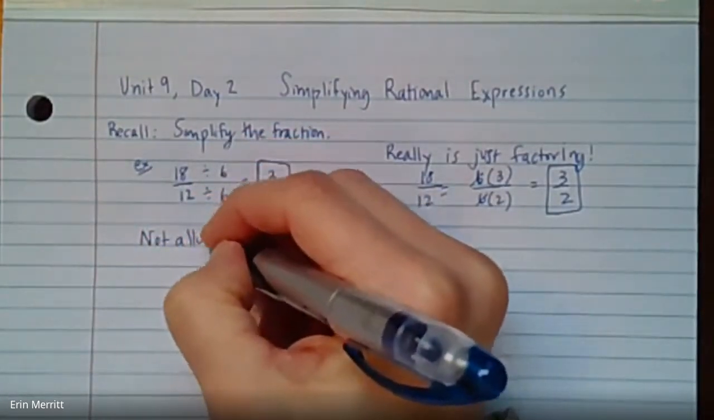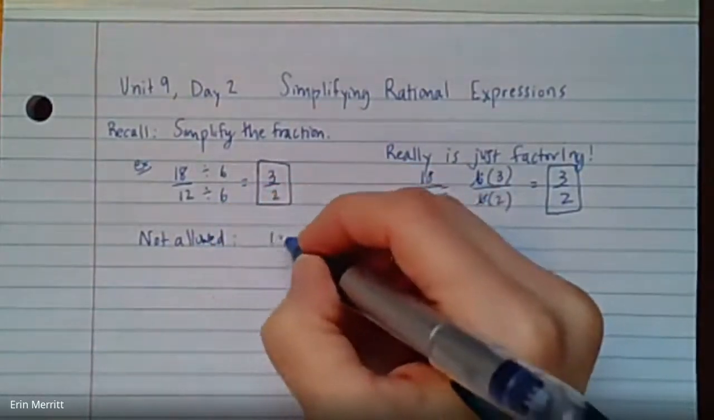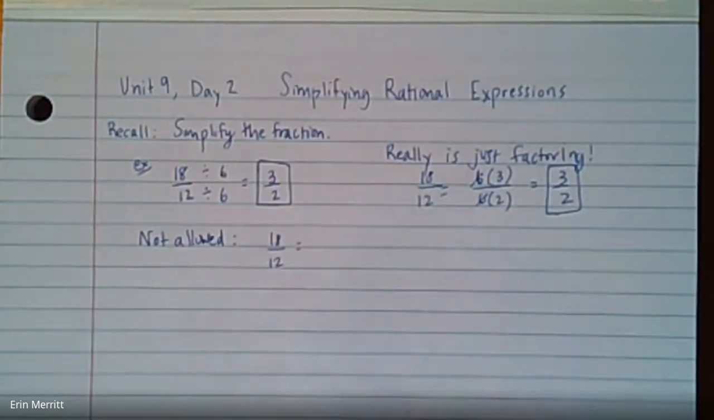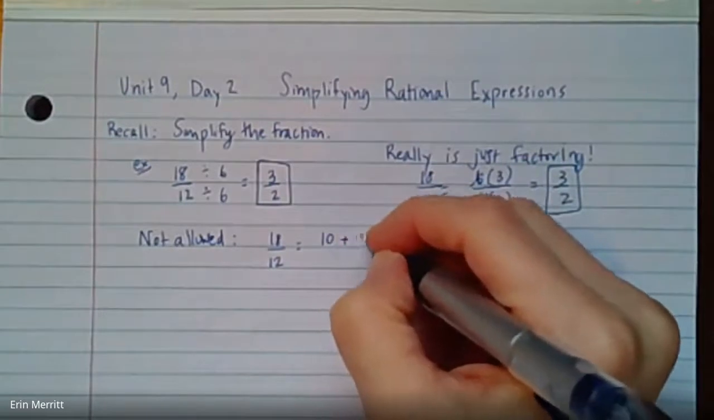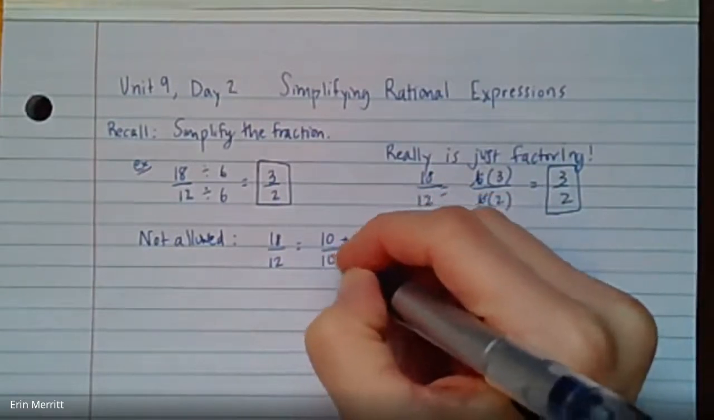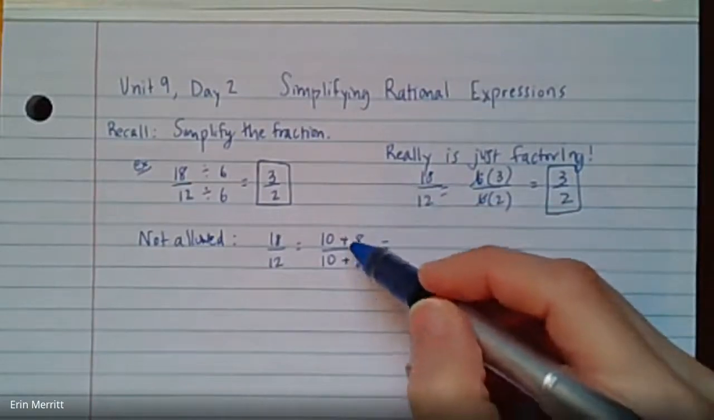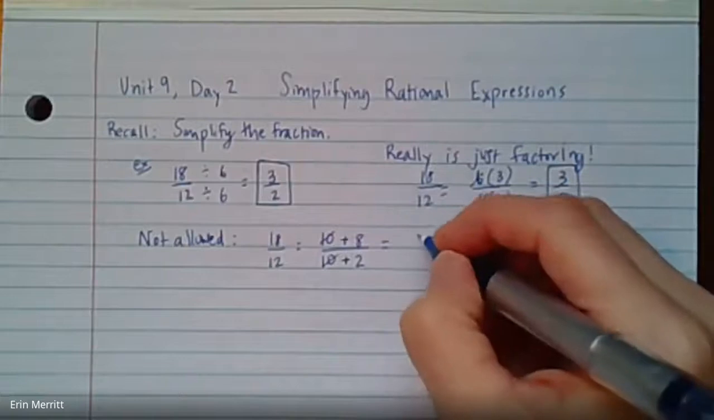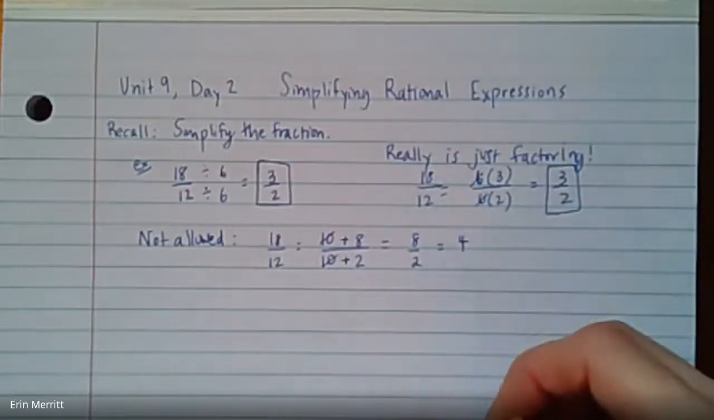Something that we are not allowed to do, and I know it sounds weird to mention it, but it's good to just throw it out there now, is break it up into added pieces and then simplify. So an example of what I mean is that I could write 18 as 10 plus 8, and I could write 12 as 10 plus 2. If it's separated by an addition sign, I'm not allowed to say, oh, hey, look, those cancel, and then be left with 8 over 2 and come out with 4.